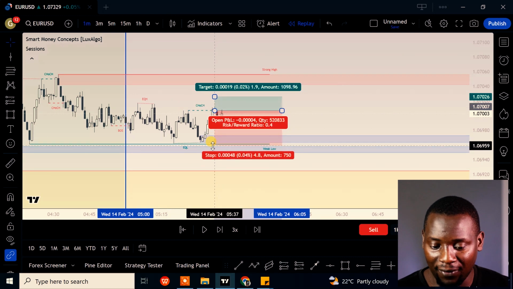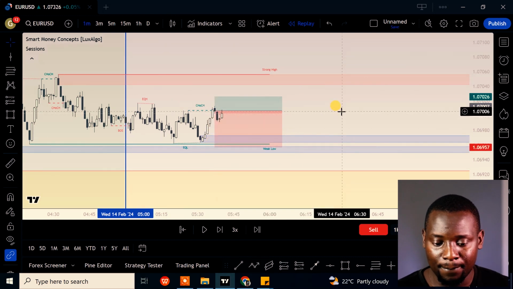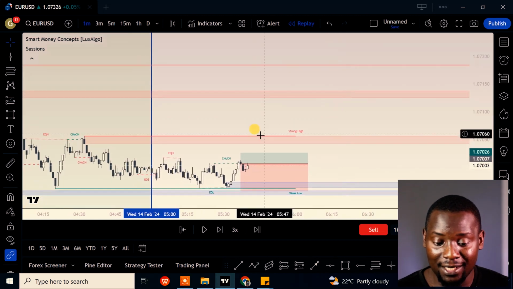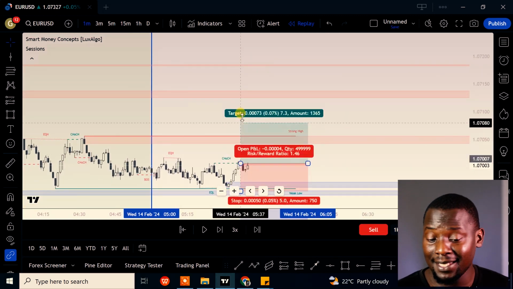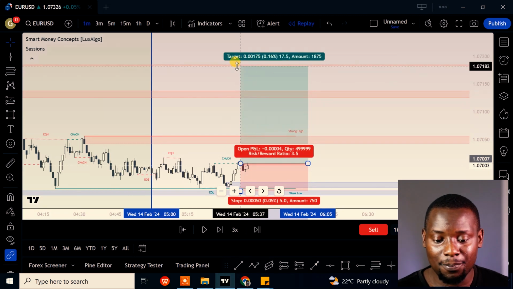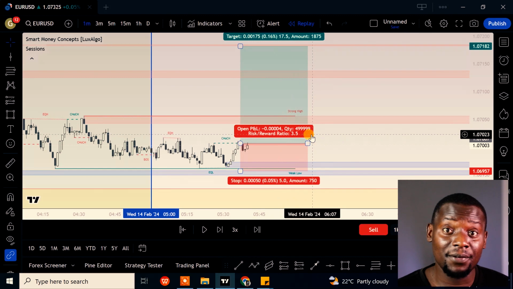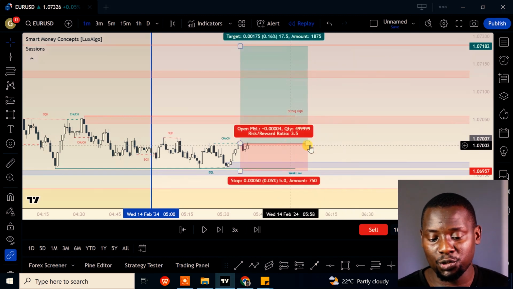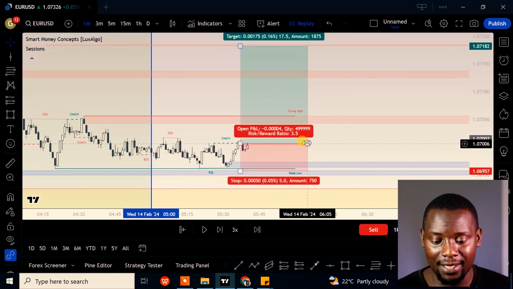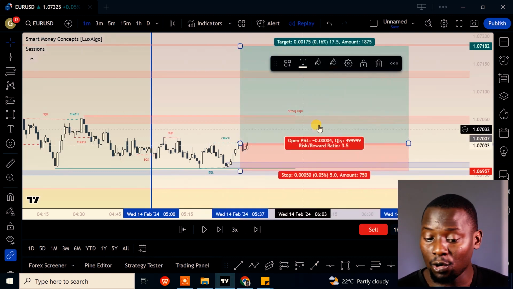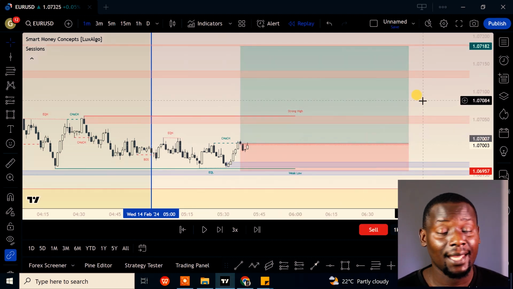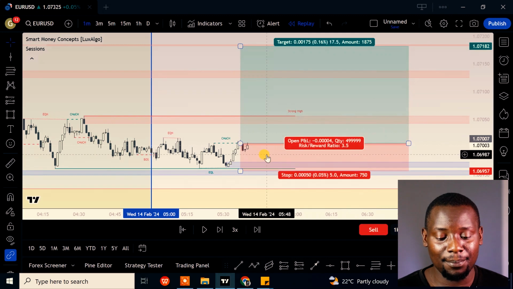Usually I use a 5 pip stop loss. So this is it, and my target for this particular trade is always just 17.5 pips, which comes to a 1-to-3.5 risk to reward ratio. So you can see it right here. This is what my target is for the day, and boom, I always just wait for price to do whatever it's doing, and I'll be able to make this trade.